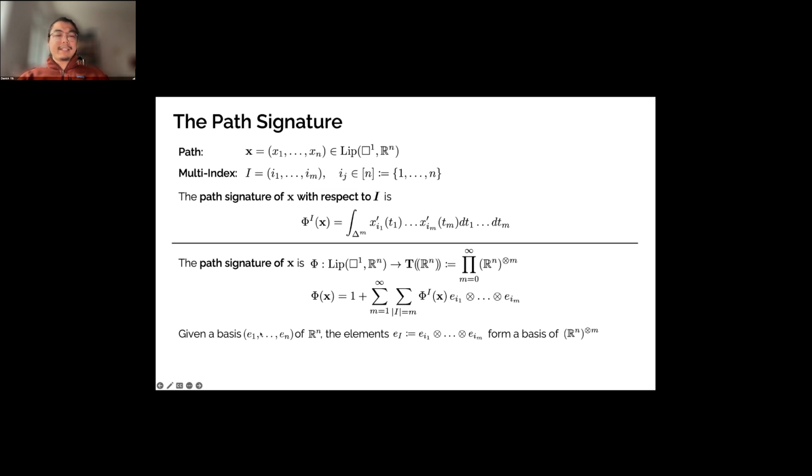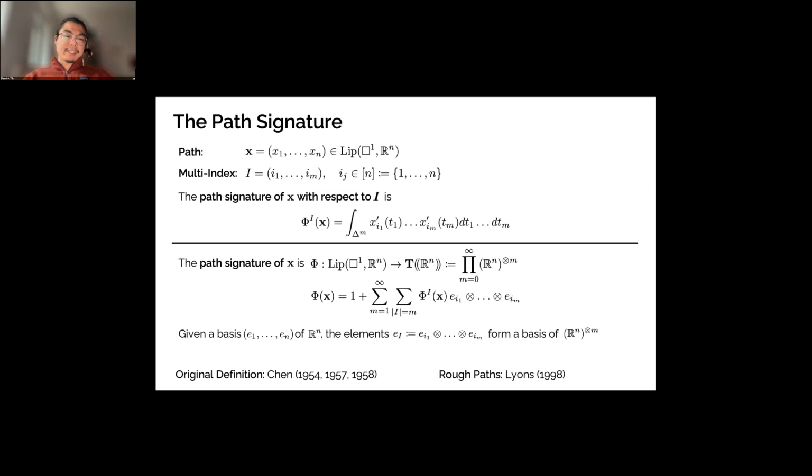So just to be precise, if e_1 up to e_n is a basis of R^n, then I'm denoting e_{i_1} tensor up to e_{i_m} as a basis of the m-th tensor product of R^n. So this object was originally defined by Chen in the 50s, and his original motivation was to study and characterize paths on manifolds. And he later developed this theory of iterated integral cochain models for path spaces and loop spaces, which I will get to a bit later on.